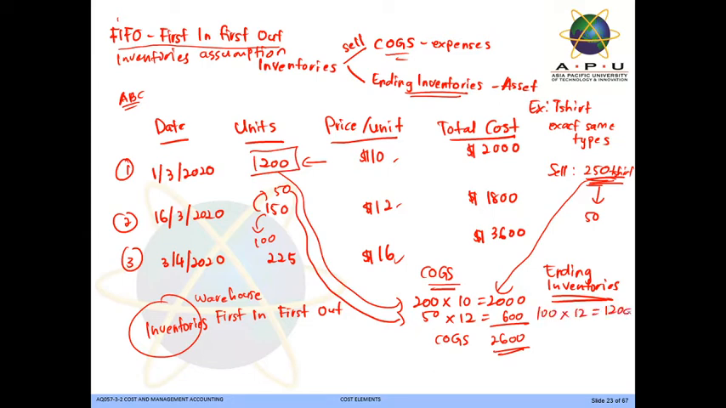So 1200. Then 225, we didn't touch yet. 225 times 16 will be 3600. So the total ending inventory for FIFO will be 4800. So this is FIFO, first in, first out.